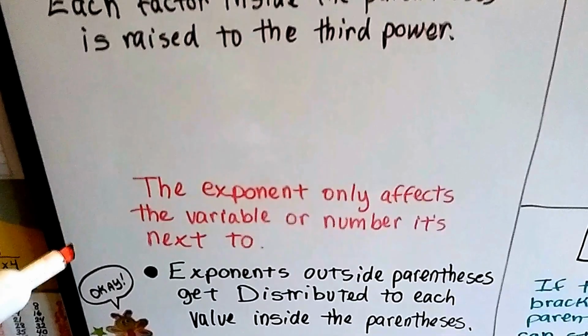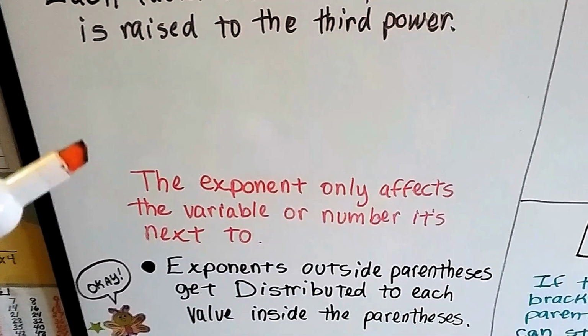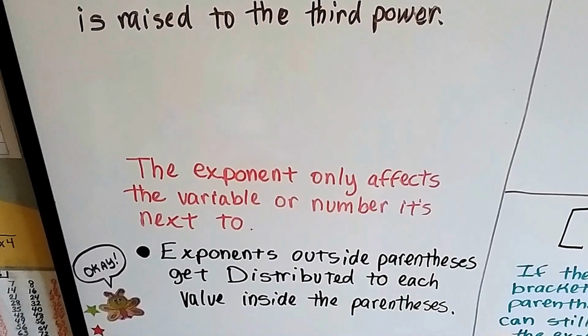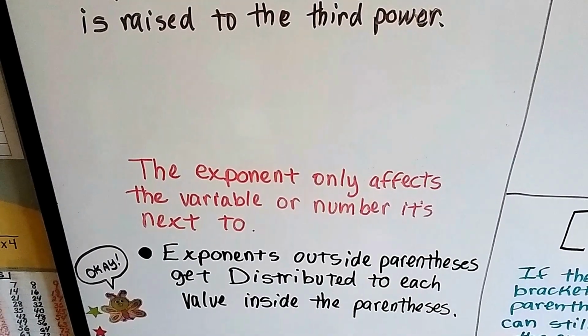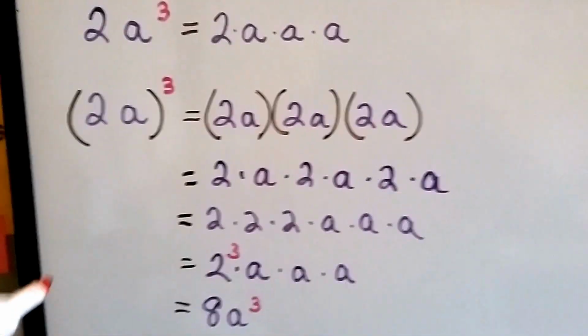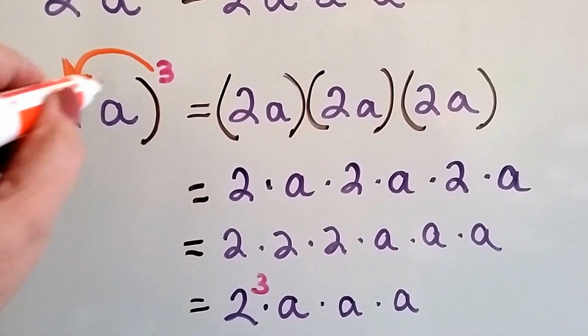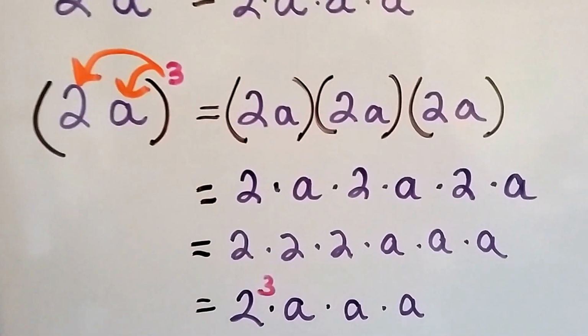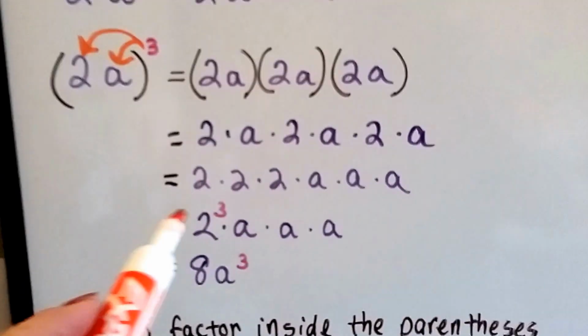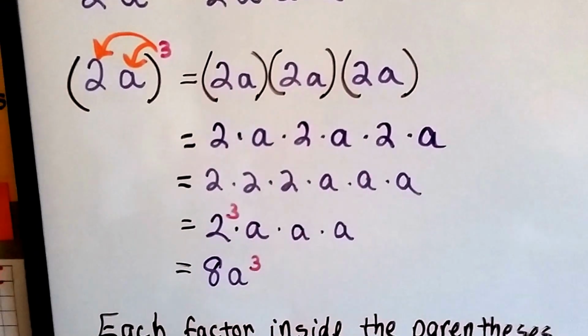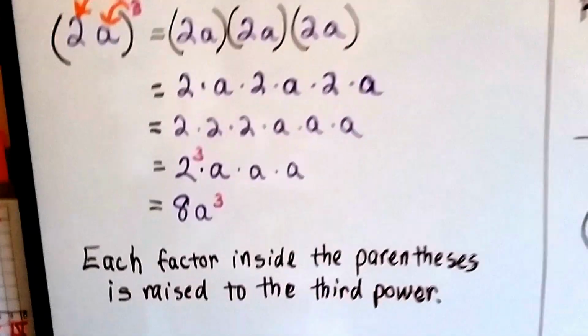Now the exponent only affects the variable or number it's next to. The exponents outside the parentheses get distributed to each value inside the parentheses. So if we looked at this one, we would distribute this 3 to the 2 and this 3 exponent to the a, see? And we would get 2 to the third power and the a times a, see? And you can simplify it.